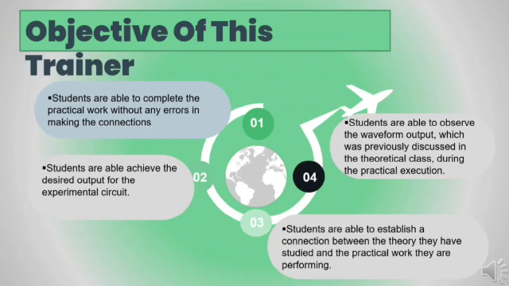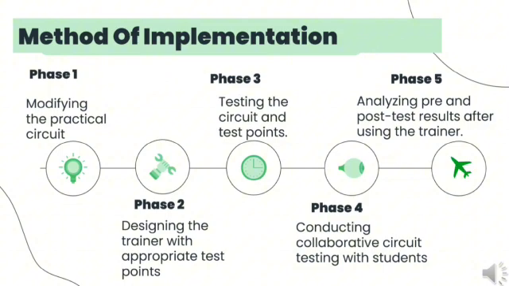As you can see, there are 5 phases of method implementation. Phase 1 is about modifying the practical circuit. Phase 2 is about designing the trainer with appropriate test points. Phase 3 is about testing the circuit and test points. Phase 4 is about conducting collaborative circuit testing with students. And lastly, Phase 5 is about analyzing pre and post test results after using the trainer.